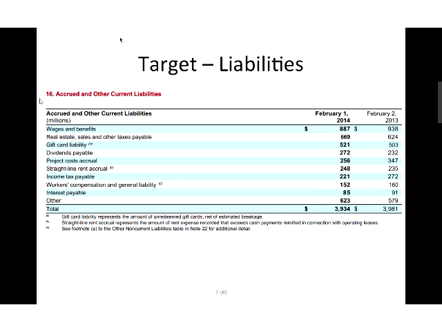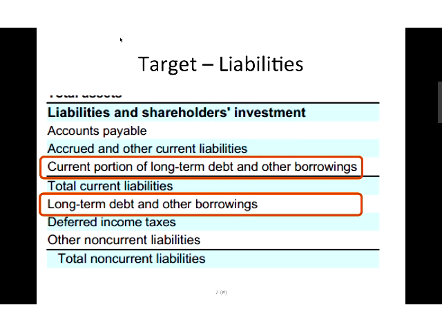Again, this is nothing you need to memorize. These names will vary according to the company and what their business is, but these are all things that they have to pay coming up in the next 12 months.